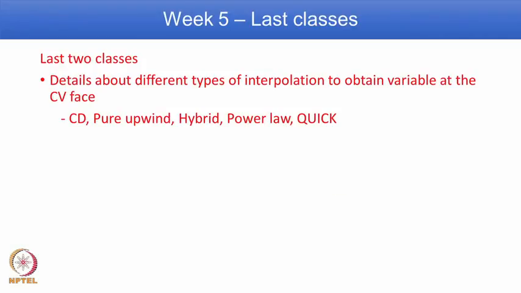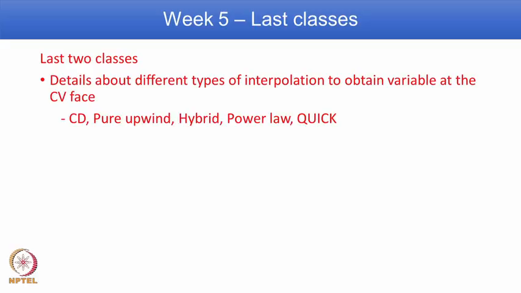In the last two classes we saw in detail different types of interpolation to obtain the variable value on the face. Why do we want to do that? Because in the convection term the variable value appears, and it has to be evaluated on the control surfaces.